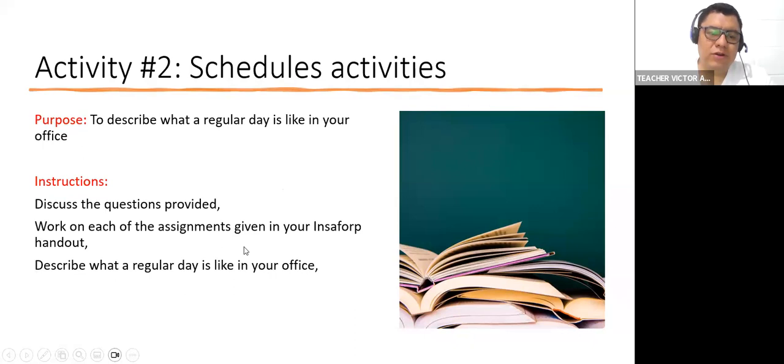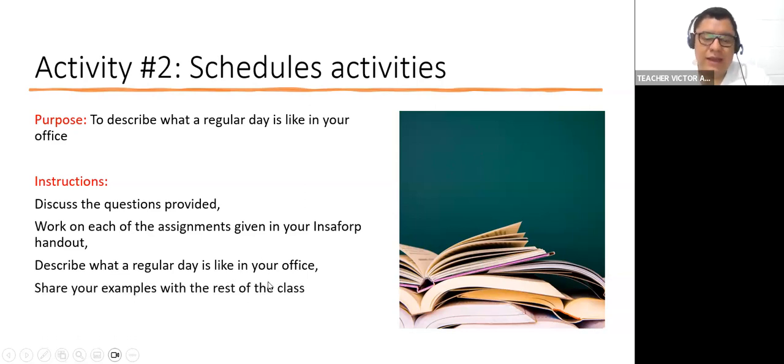After that, we will work on the assignments provided from the INSA4 handout. There are some really good activities that we're gonna work on. And then you're gonna describe what a regular day is like in your office, and then you're gonna share your examples. Pretty simple, right? We're going straight to the point.